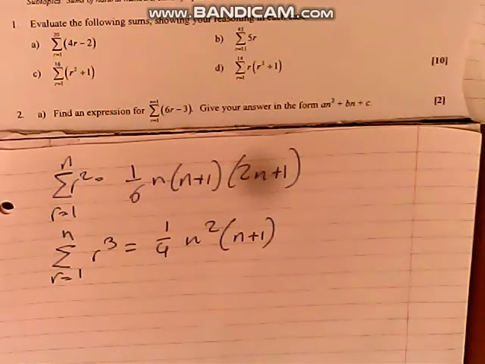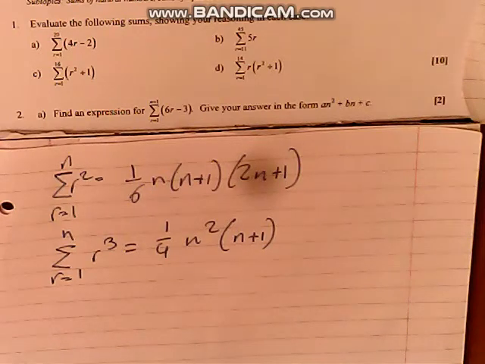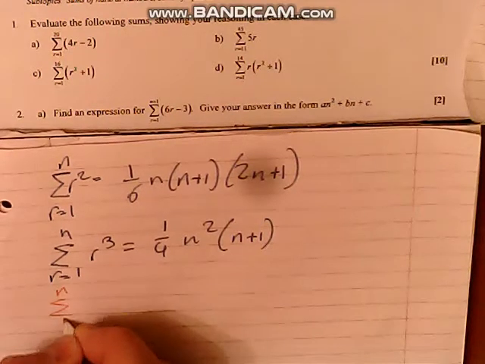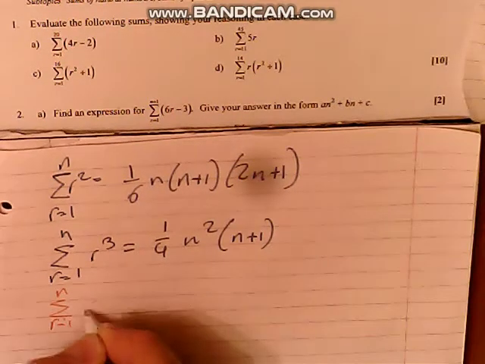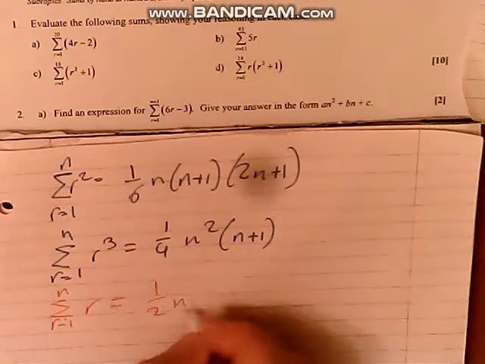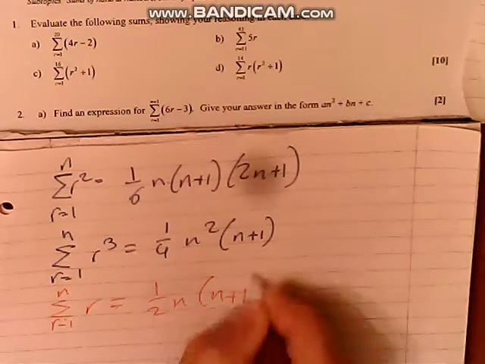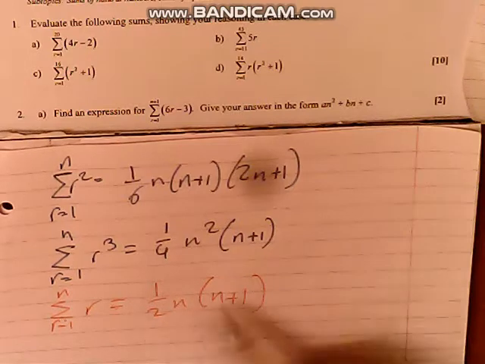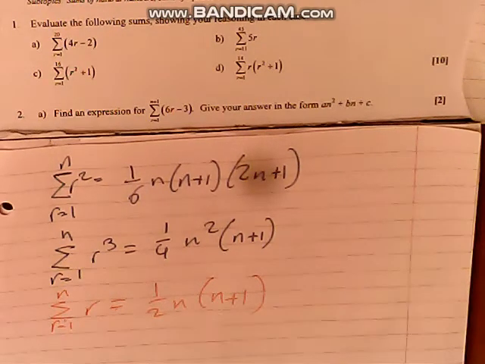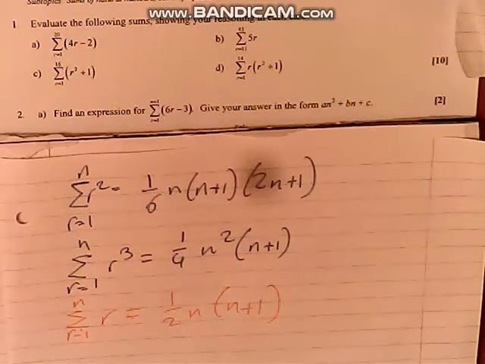However, what we are not given is this one here, the sum of r from r equals 1, and this is 1/2 n(n plus 1). So this is the only one you've got to remember. It's essentially just half the number you want and the next number in the sequence. So let's use this to work this out.